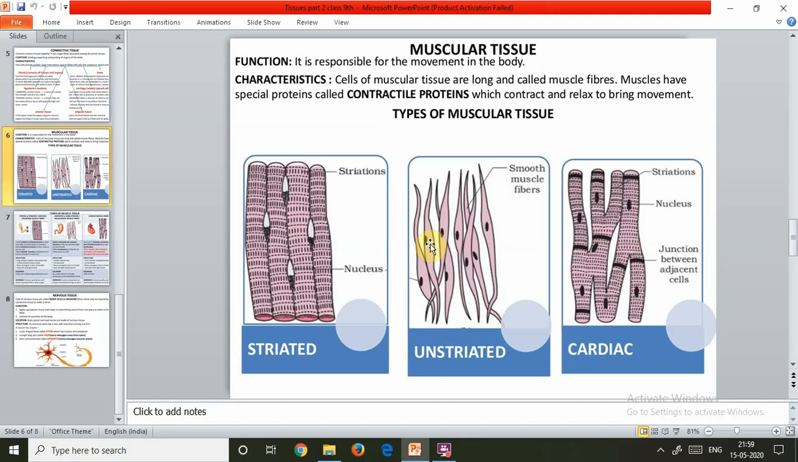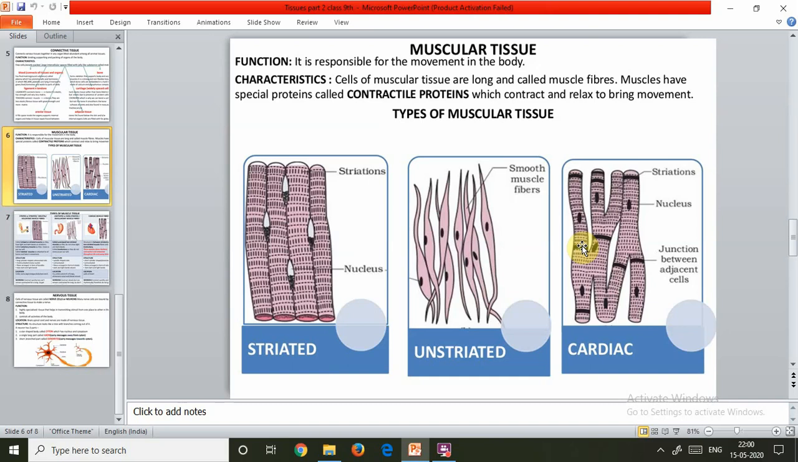Cardiac muscles are composed of branched fibers, and the branches join to form a network. You can see these are joined together and they form a network. Each fiber or cell is surrounded by sarcolemma and contains cytoplasm, that is sarcoplasm also. And they are present in the heart. The name itself suggests cardiac, and that's why they are present in the heart.